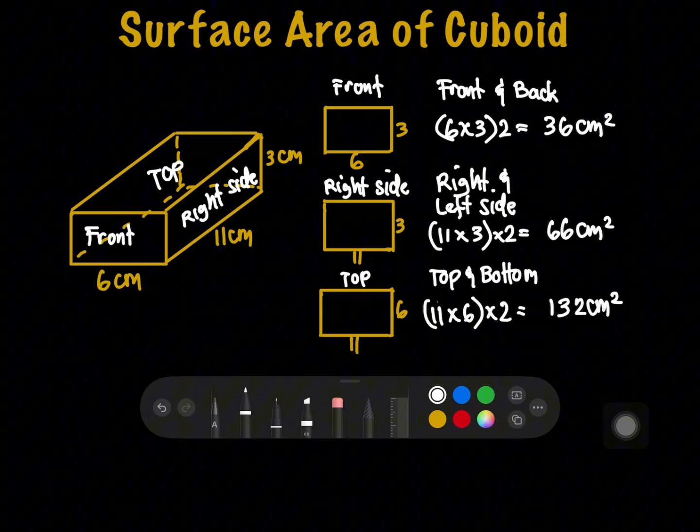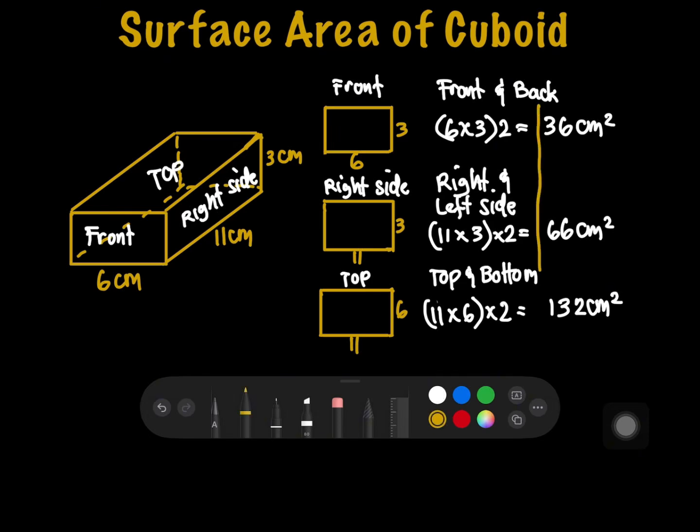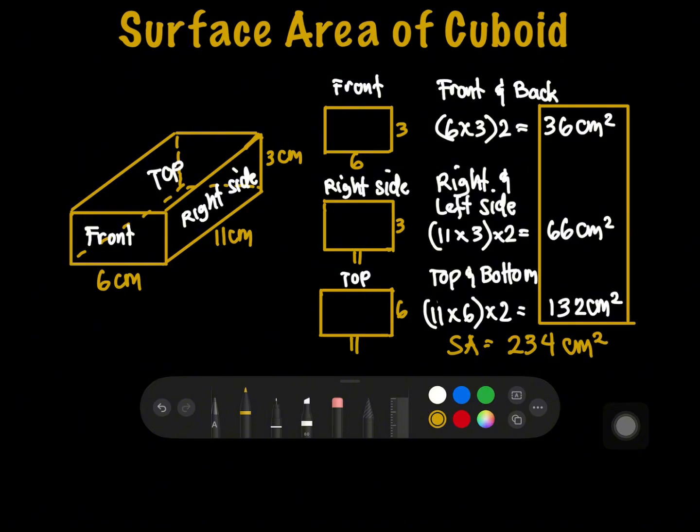So to sum up this area, you will get the surface area of this cuboid. If you add 36 plus 66 plus 132, the total surface area of this cuboid is 234 cm square. Okay, so that's all.